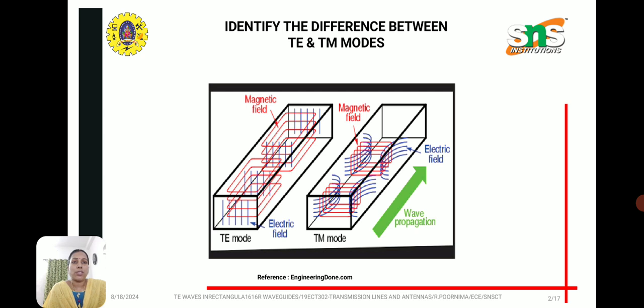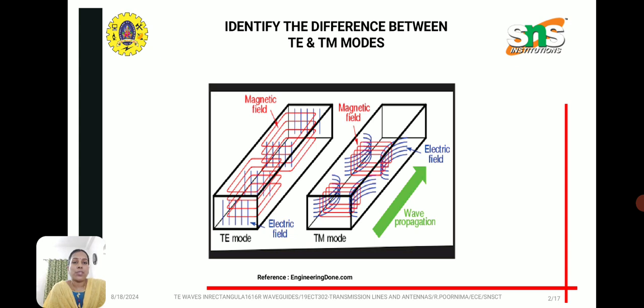First of all, identify the difference between TE and TM modes from this picture. Here the transverse electric mode and transverse magnetic mode are given, and the direction of wave propagation is indicated by the green arrow mark. In the TE mode, in the first diagram, the electric field component is perpendicular to the direction of propagation. In the second diagram, the electric field component is present along the direction of wave propagation, so the magnetic field is perpendicular to the direction of wave propagation. So this is the difference.